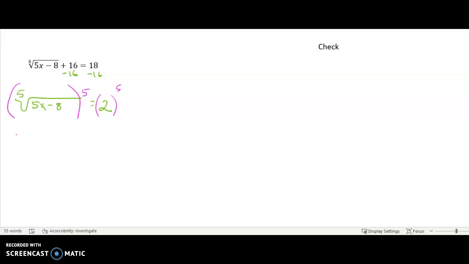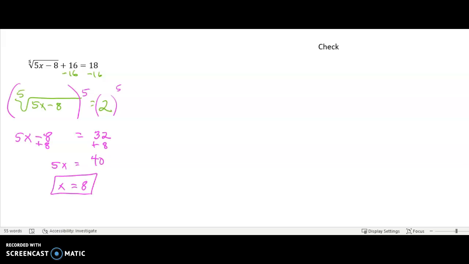And the left side will give me 5x minus 8. And the right side, 2 to the fifth, not 2 times 5, but 2 to the fifth power. 2 times 2 times 2 times 2 times 2 is 32. Now we add 8 to both sides. We get 5x equals 40. Divide by 5, and we get x equals 8.